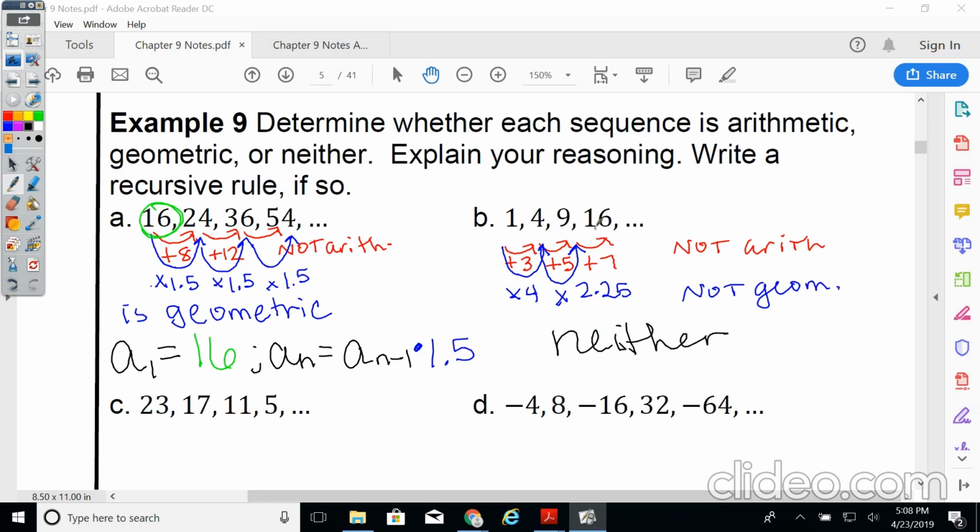This addition part where it goes up by 2 each time, that's actually quadratic. But we're looking for arithmetic sequences, which are linear, and geometric sequences, which are exponential. The quadratic and the cubic, we don't classify as one of those. All right, looking at C and D.